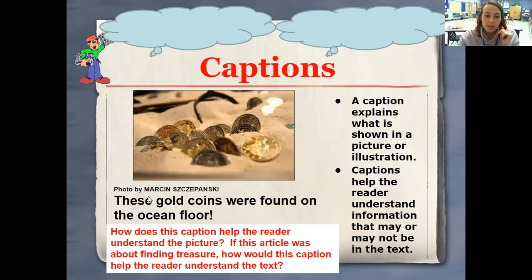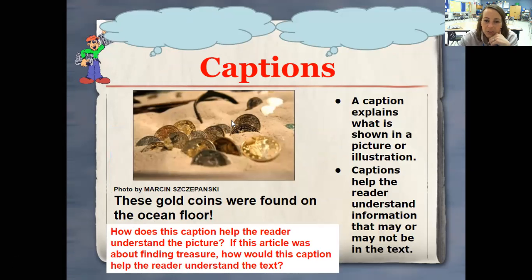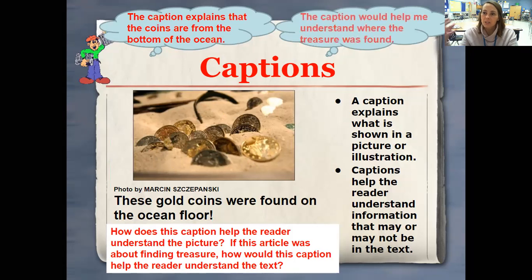All right. The next one goes along with photographs and illustrations. It's captions. So a caption explains what is shown in a picture or illustration. They help the reader understand information that may or may not be in the text. And usually you'll find a caption right underneath the picture or the illustration or photograph. Sometimes it's over to the side. So the caption here says, "These gold coins were found on the ocean floor." If you didn't have that caption, it might have been a little bit more difficult to understand what was in that picture. It looks like it's sand, but we wouldn't have known that these were gold coins and that they were found on the ocean floor. So captions are really important. They help us to understand and explain what information is in a picture.